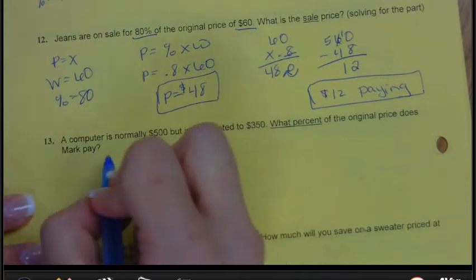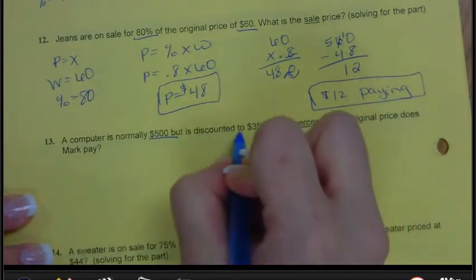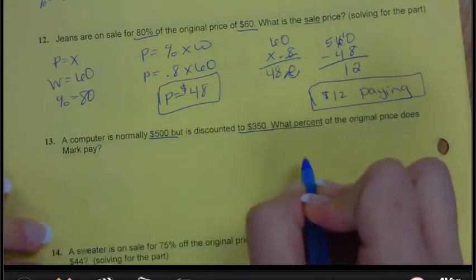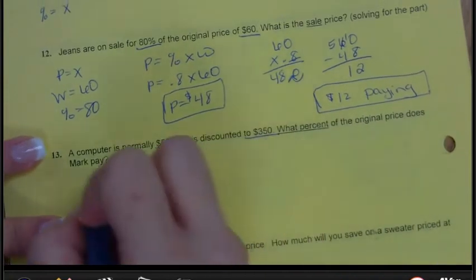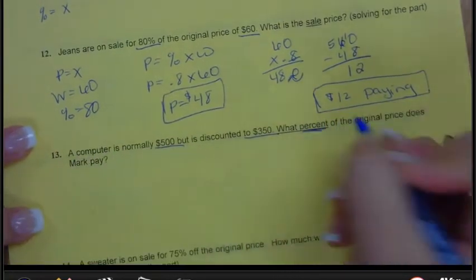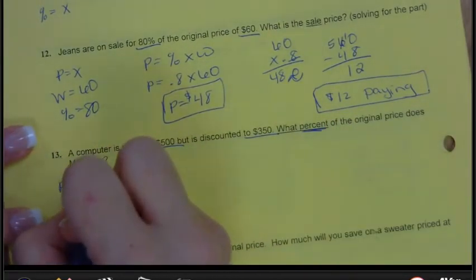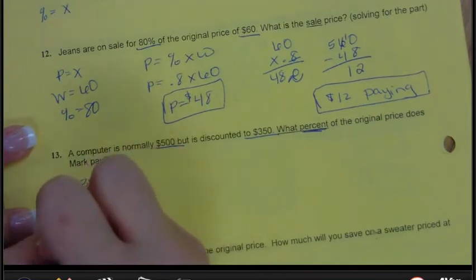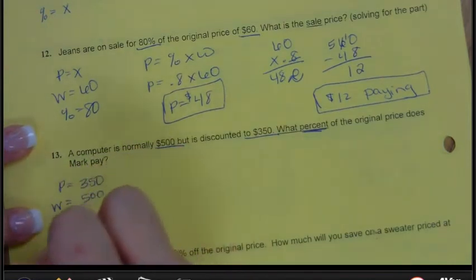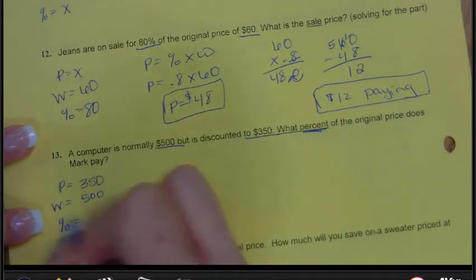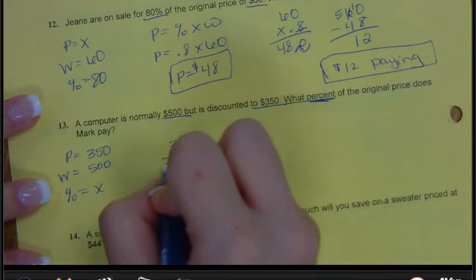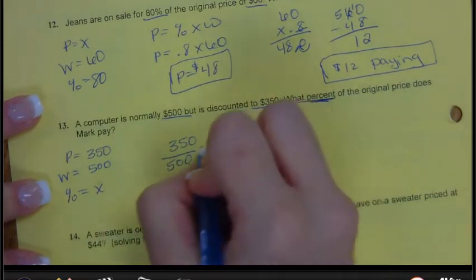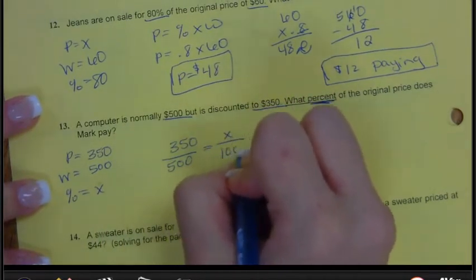All right. A computer is normally $500, but it's discounted to $350. What percent of the original price does Mark pay? Okay, so what percent of the original does he pay? So I'm solving for the percent. So part is how much I'm paying now. The total is how much was it originally, and I'm solving for the percent. All right, so I'm going to go ahead and use my proportion of 350. So part over whole equals percent over 100.